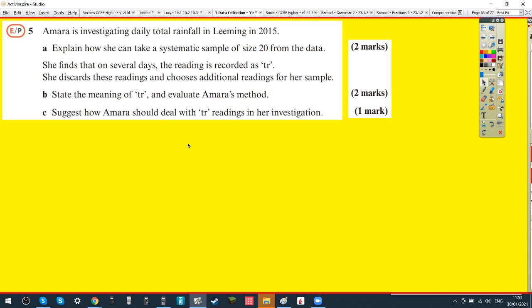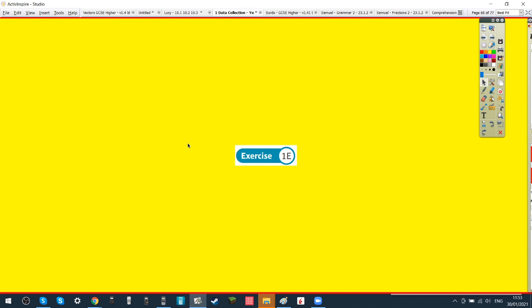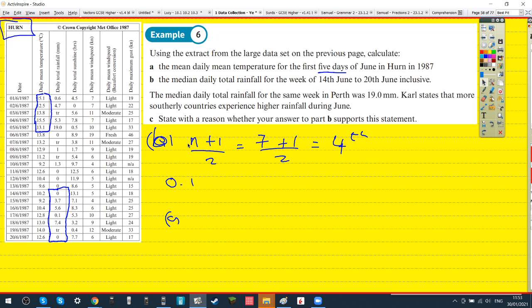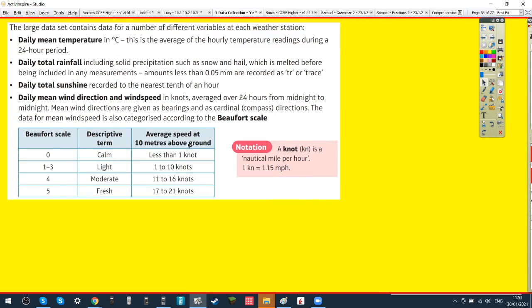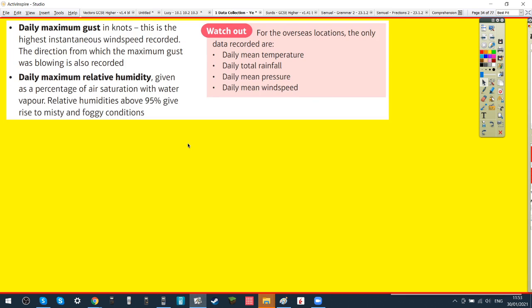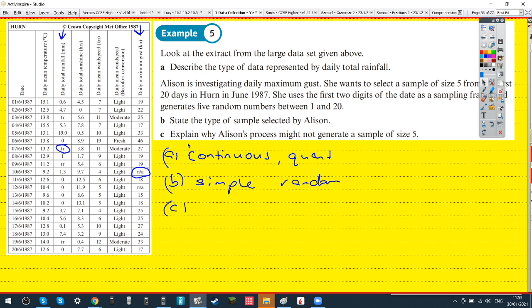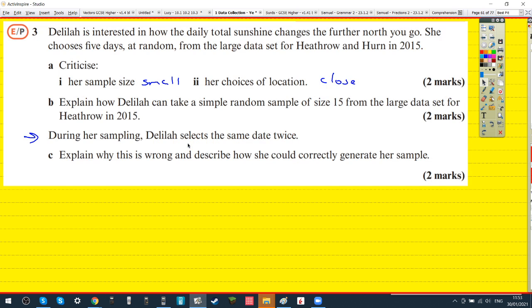However, this is for daily total rainfall in Leeming in 2015. I'm trying to see. Did we see one for 2015 somewhere? Let's just assume they're all the same. Leeming. This gave us 20 days. So if they wanted a sample size of 5, they'd start somewhere randomly and go up in 4 each time. So 4, 4, 4, 4, 4, and that would be 20. That would give a sample of 5, I think.